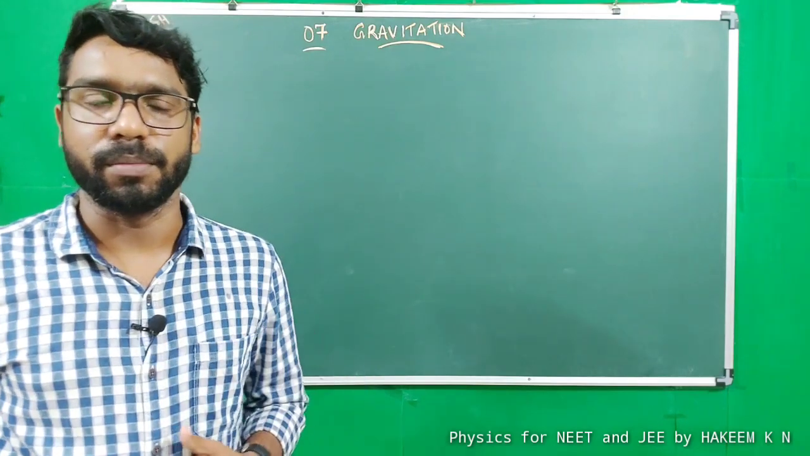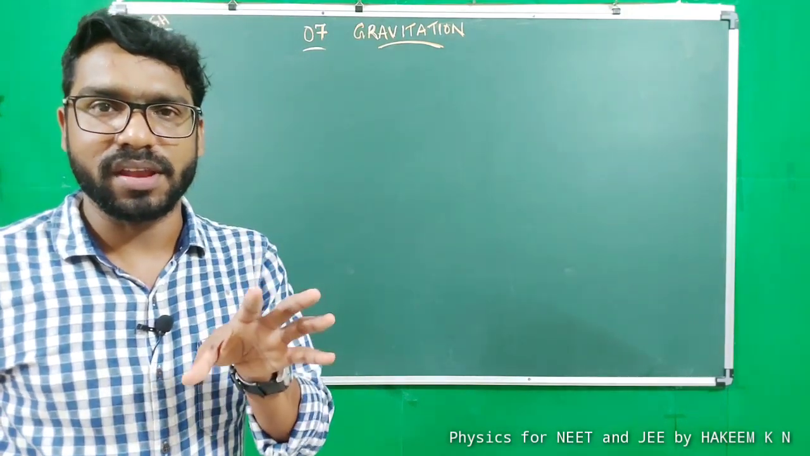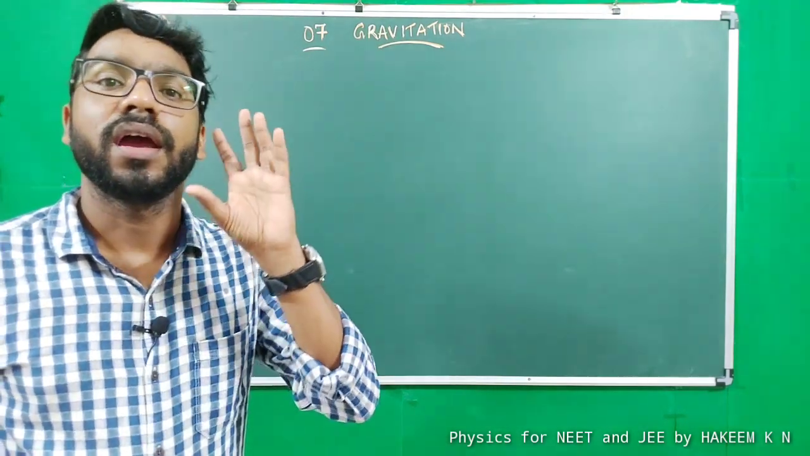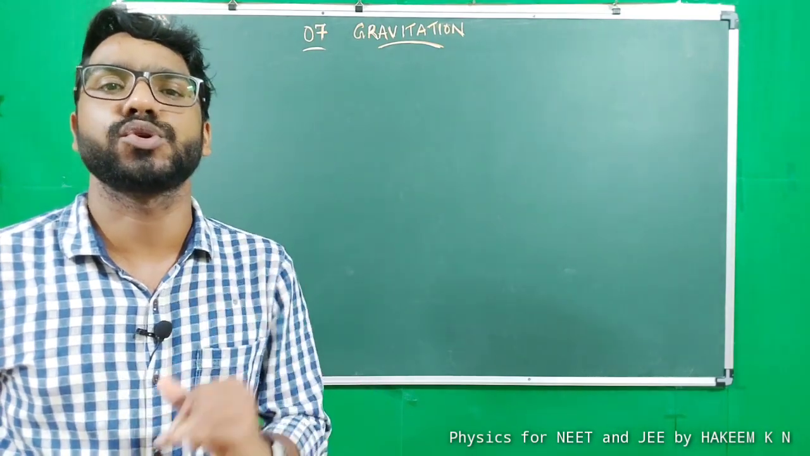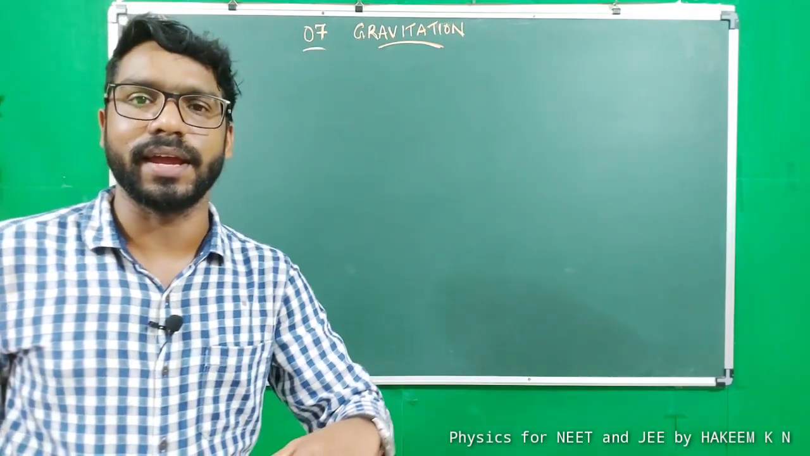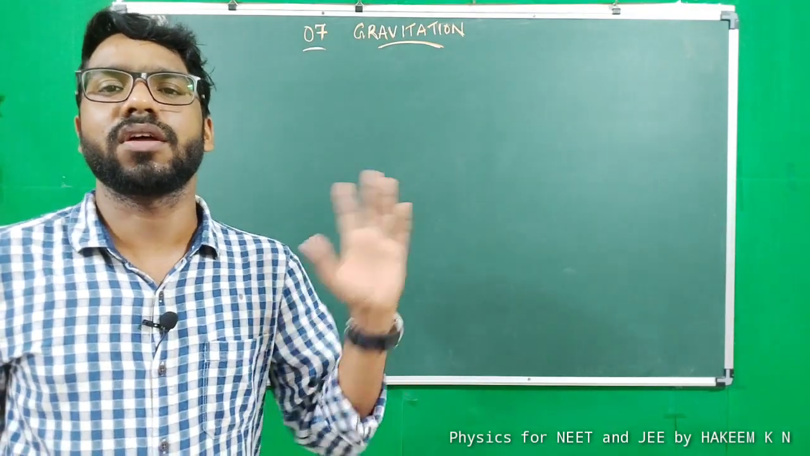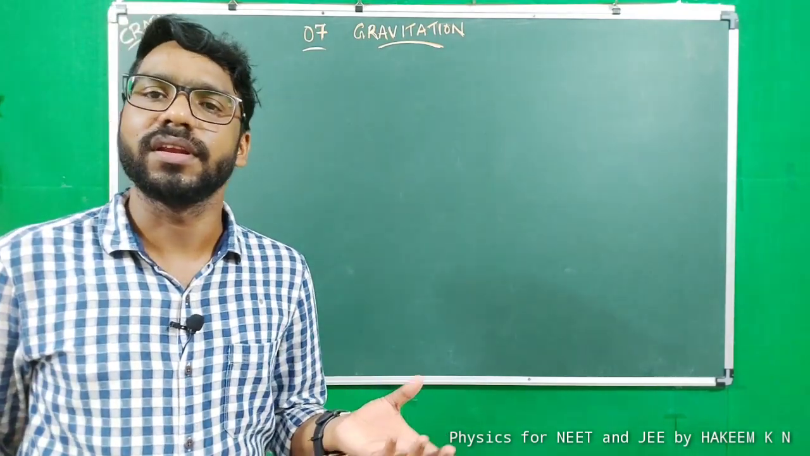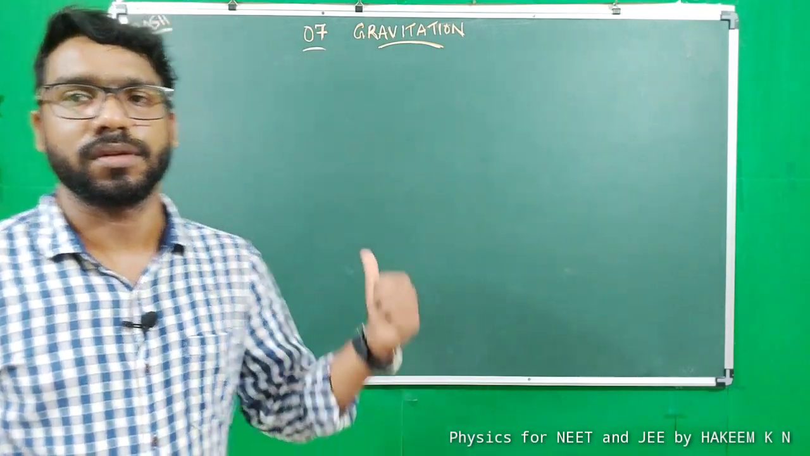Here you can see a table. Gravitational field intensity due to a hollow sphere and a solid sphere. Okay, inside, on the surface, outside, and at the center, and the graph between gravitational field intensity and distance small r.